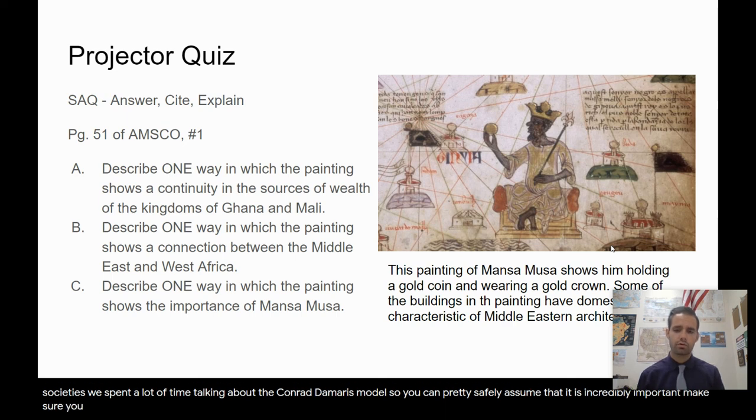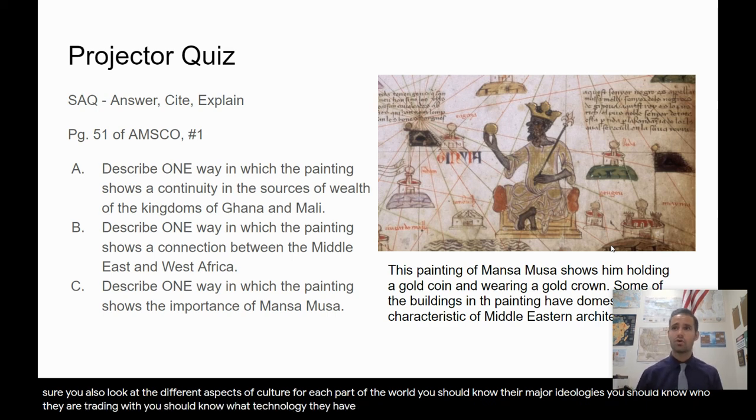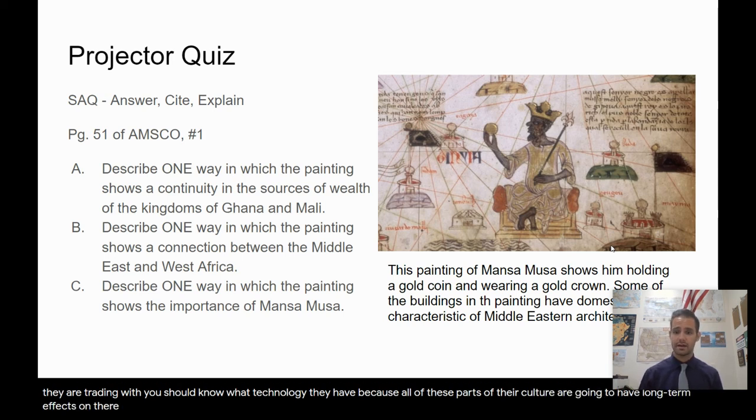Make sure you also look at the different aspects of culture. For each part of the world, you should know the major religion. You should know their major ideologies. You should know who they are trading with. You should know what technology they have, because all of these parts of their culture are going to have long term effects on their society.